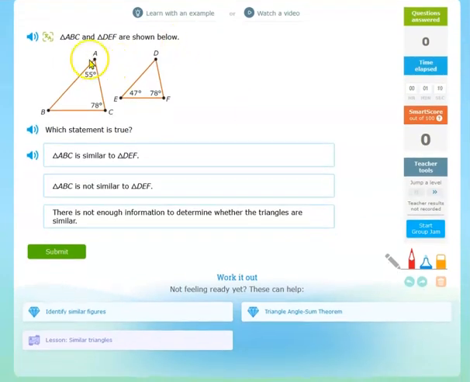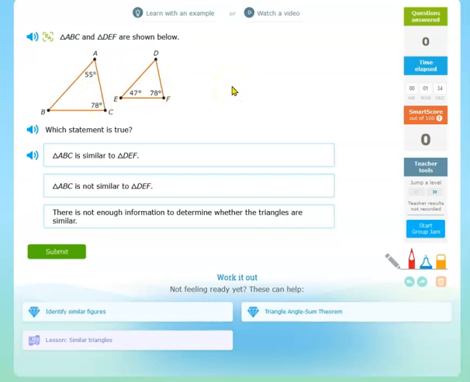It says triangle ABC and triangle DEF are shown below. Which statement is true? Triangle ABC is similar to triangle DEF, triangle ABC is not similar to triangle DEF, or there's not enough information to tell whether the triangles are similar. So we can see right off the bat here that we have some angle measures that are marked.